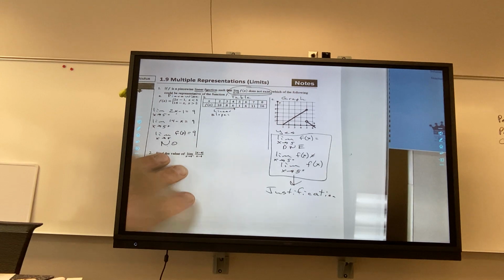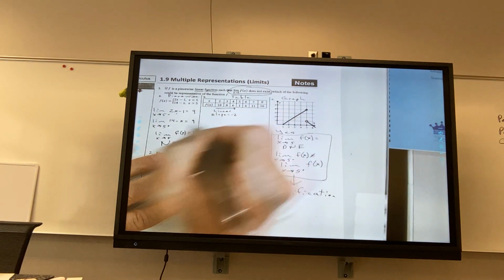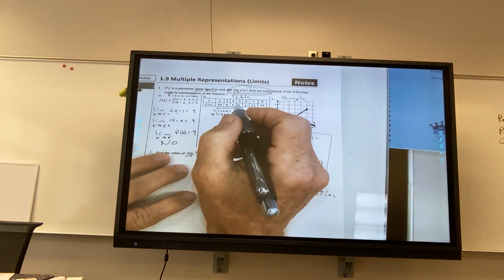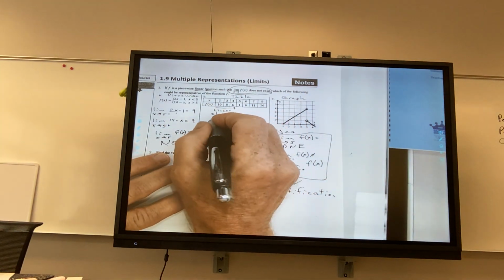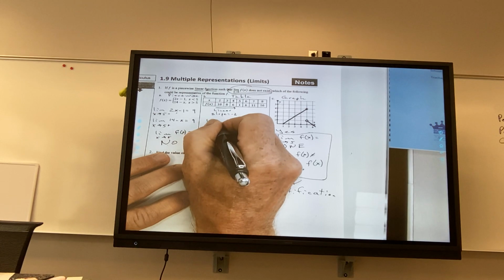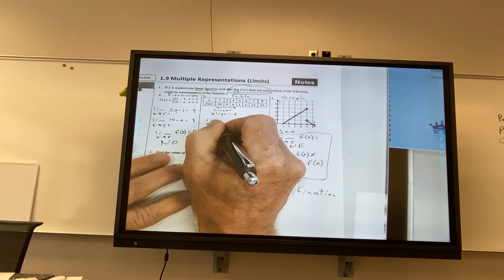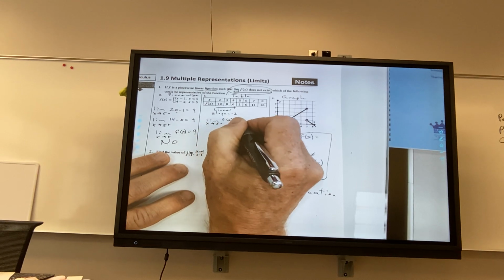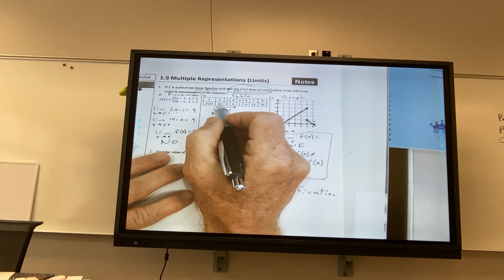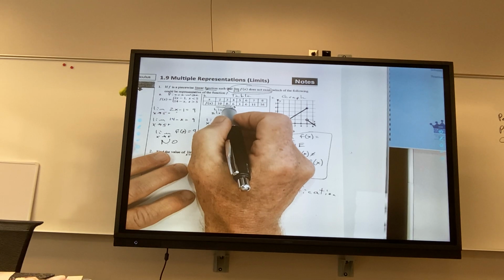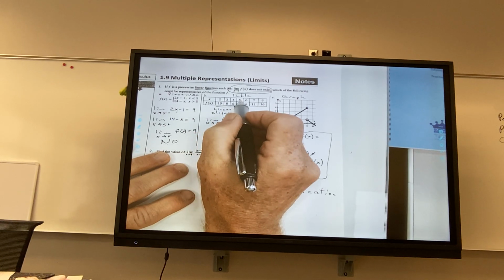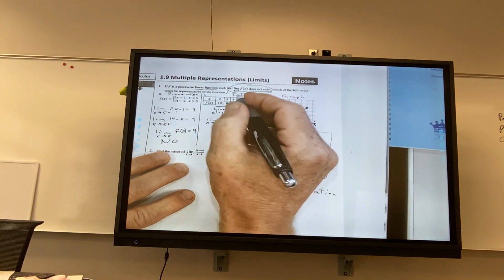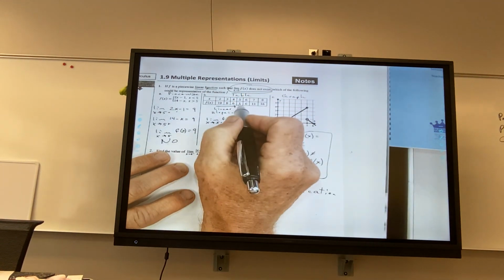-2 over 1, so -2. Okay? Now, it means the limit as I approach 5 from the left of f of x, I went 2, 10, 3, 8, 4, 6, it should be 5 what? 4. Now, there's a 1 there.